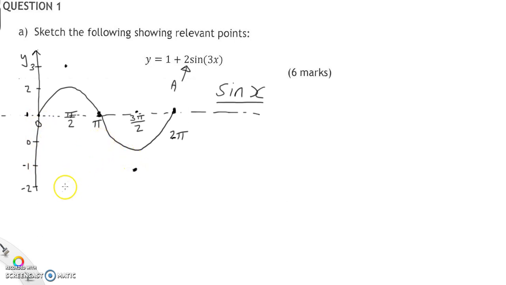Something like that. So, switch the colour. And it will be going up like this, down like this, and up like here, right? Now you see this 3, this affects the period, whereas with the normal straightforward sine function, sine x, the period is 2 pi. This 3 affects the period.